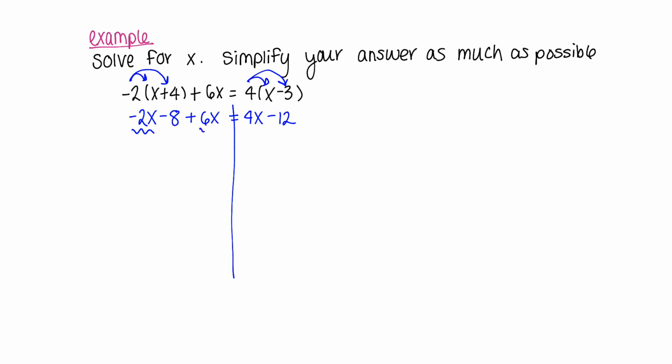There are like terms on the left-hand side. I'm going to combine those. Negative 2x plus 6x is going to give me 4x, and then the minus 8 will stay. 4x minus 12 on the other side. And you know something weird's going to happen here because there are 4x's on both sides. So when I go to subtract, it's going to cancel both of them.